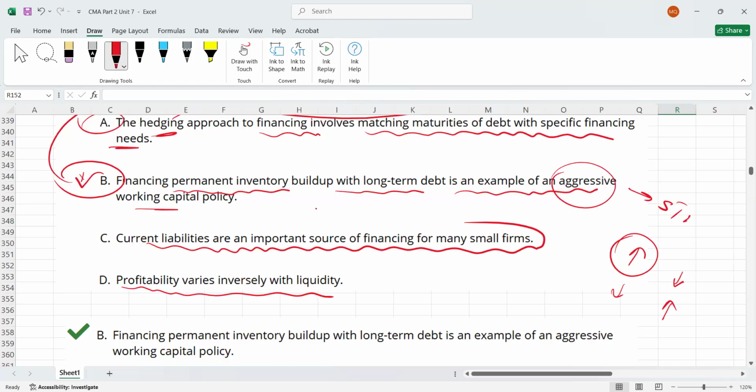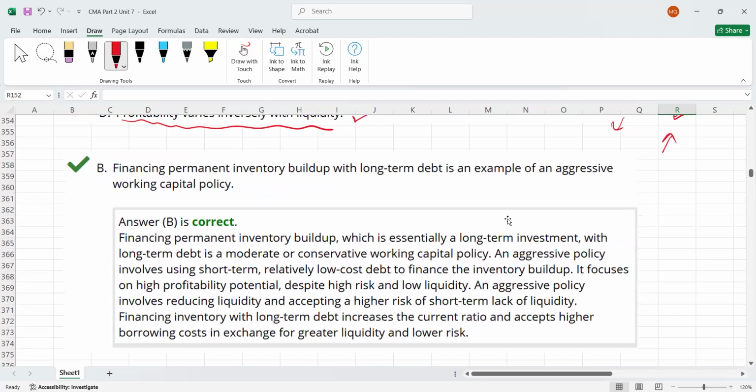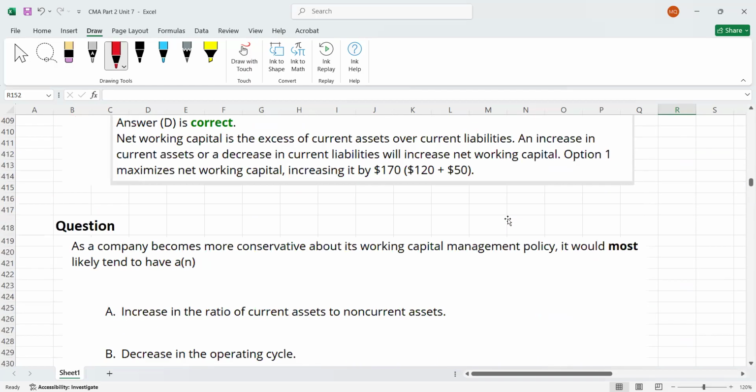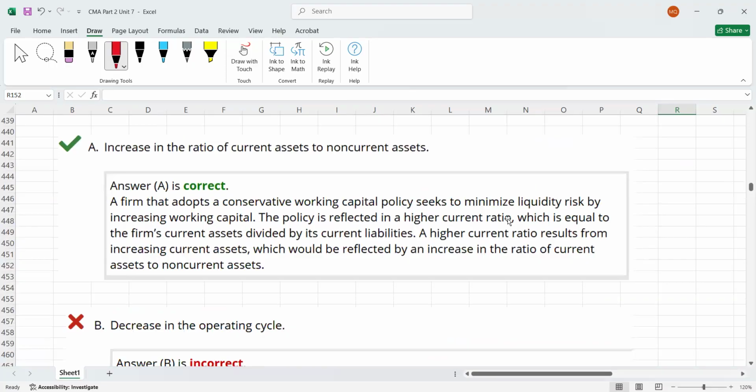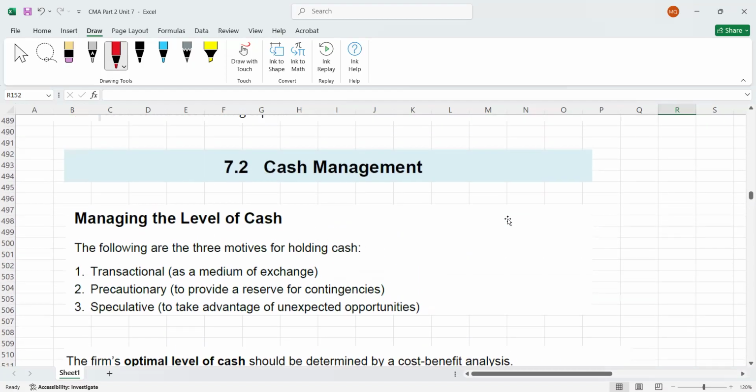So this statement is also correct. This statement is also correct. First is also correct, but the question was which statement is not correct, so that is B. Okay guys, this question will be tested. Now I'm just moving on, because the other questions you can practice at home. So now let's have a look at the topic, that is cash management. We are discussing cash management now.